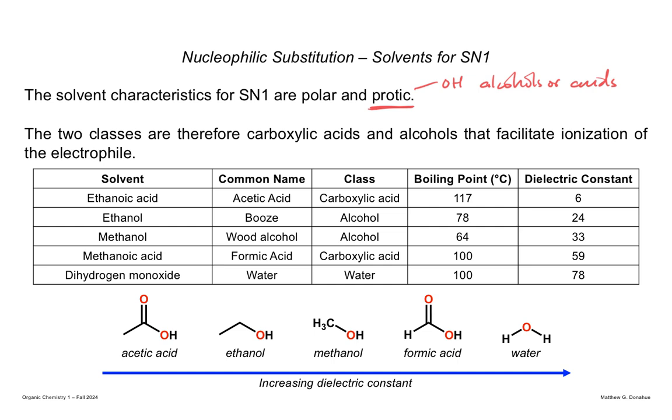And the 5 structures that you see, as you progress from left to right, they're ordered in terms of increasing dielectric constant. One way to think about that is the higher that is, the more it helps break that carbon leaving group bond. It's going to help tug away from that halogen and stabilize the transition state to the carbocation.